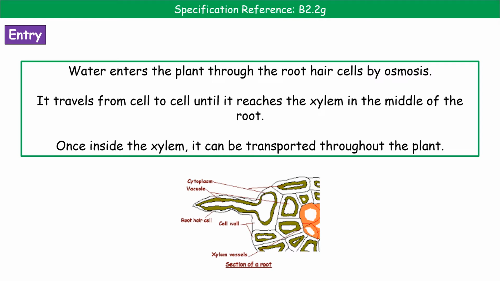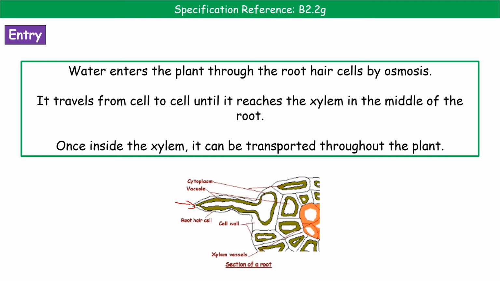So let's take this one step at a time, starting in the roots then. Water enters our plant through those root hair cells by osmosis. Root hair cells are specialised cells that have got that bit sticking off down here, as we can see, and the whole purpose of that is to increase the surface area. If we've got a larger surface area, we can have more rapid exchanges.